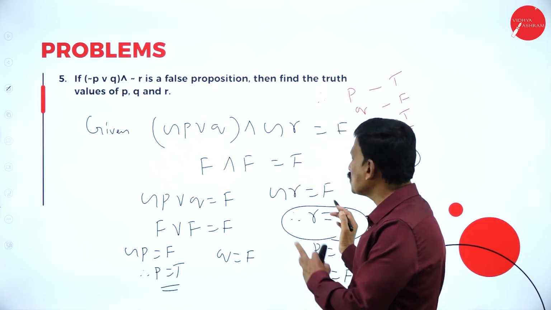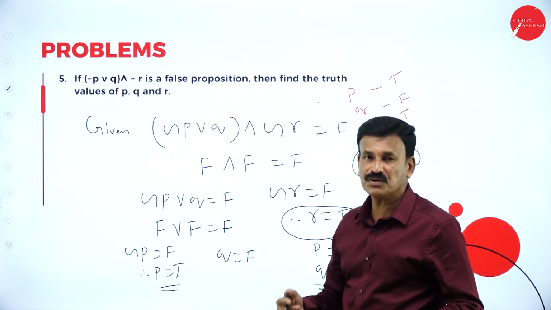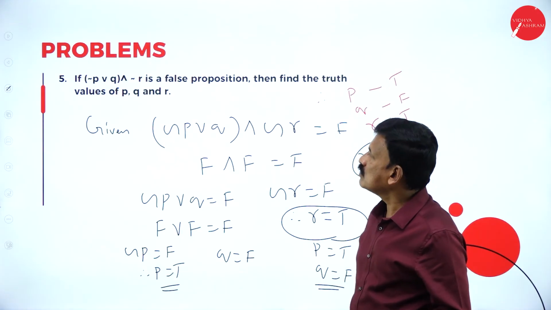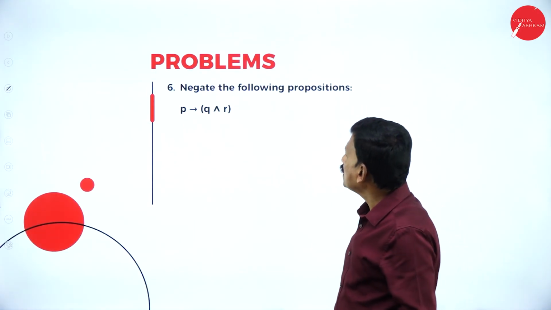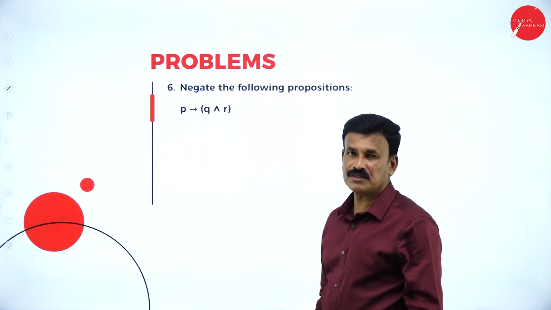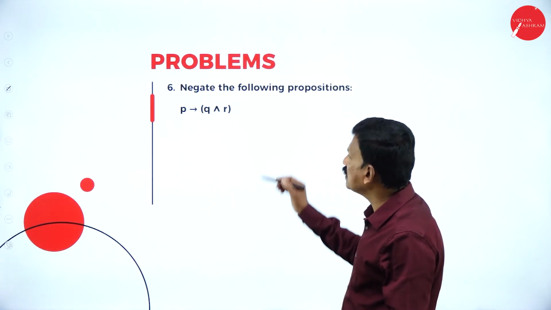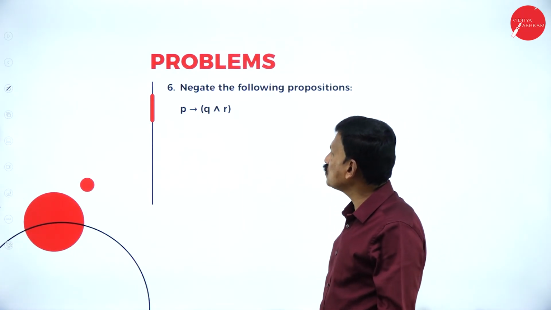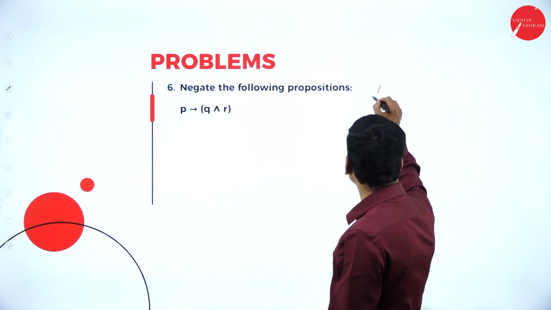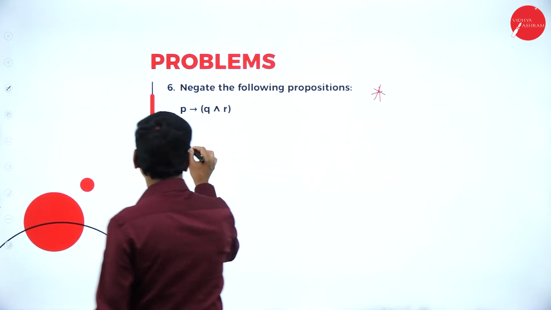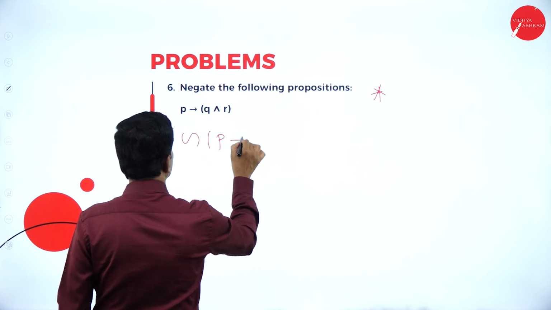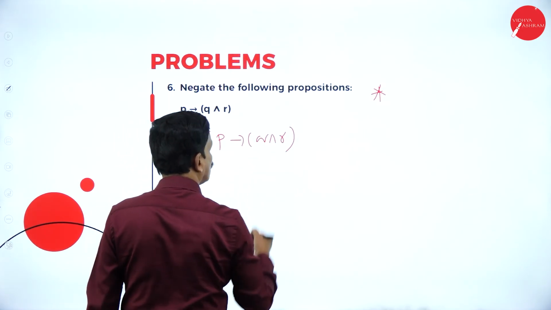This is how we are going to solve this problem. You may expect this also for 2 marks, okay? Now move on to the similar problem. Negate the following proposition. So here negation of the given statement, P conditional to Q conjunction R. This is a very important problem. So negation of P conditional to Q conjunction R, right?